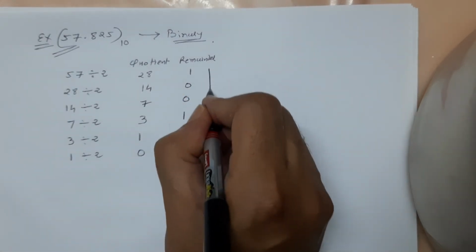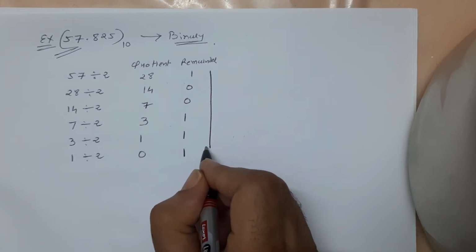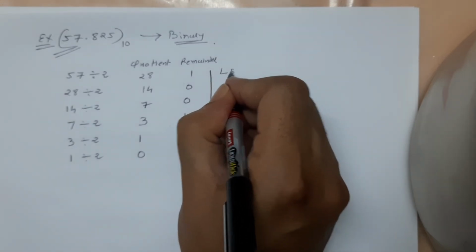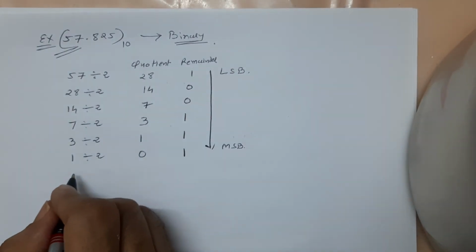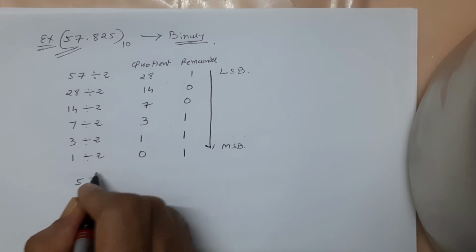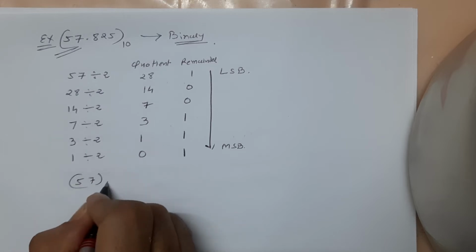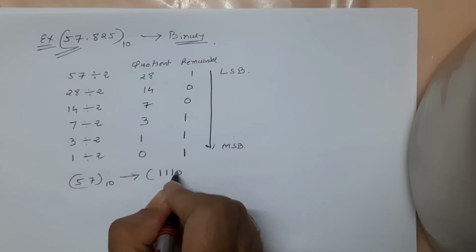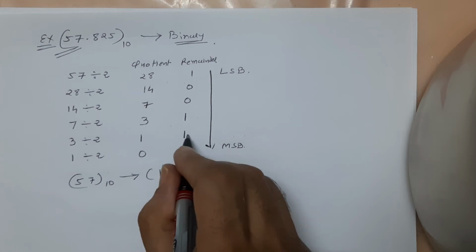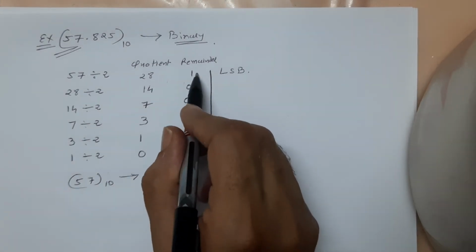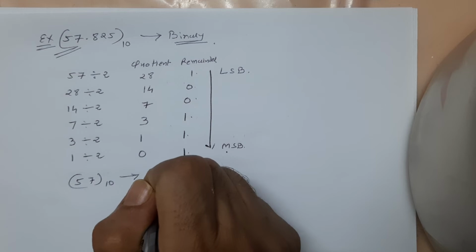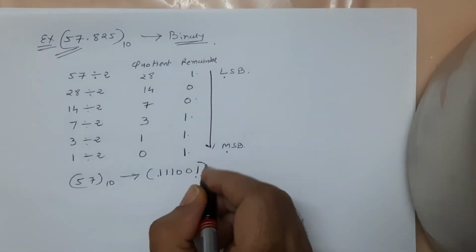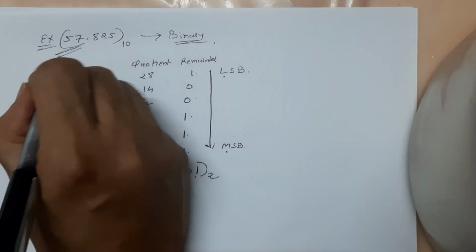So here again, this is your MSB and this is your LSB. So this 57, which is decimal, is equal to 111001. Right? So this is for 57.